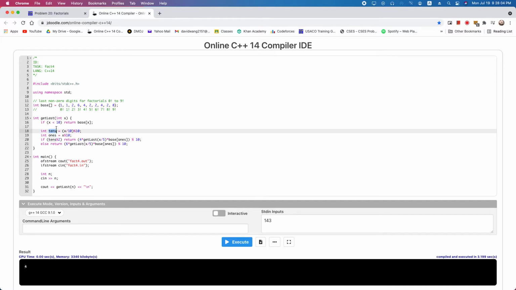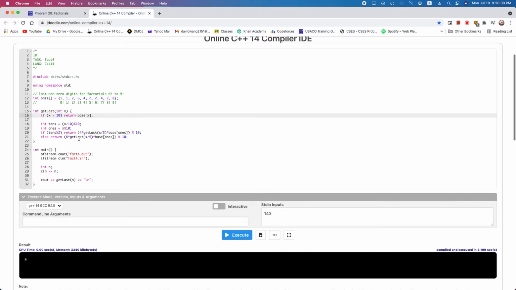Since we're dealing with the tens digit as well, we first have to check if x is smaller than 10. If x is smaller than 10, then of course we don't have a tens digit. The tens digit is 0, so we return one of the few base cases. These arrays are just the last non-zero digits for each of the factorials from 0 factorial to 9 factorial. I found these by typing them into the calculator, and then you get the last non-zero digits. So if x is smaller than 10, we return that.